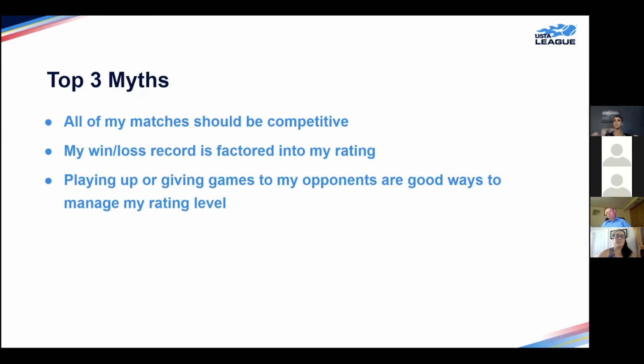So that just gives a little bit more detail about the why don't I move up and why that win-loss isn't included. It's purely based on relativity, which is a core algorithmic principle for a lot of these tennis algorithms. Managing up, playing up, or giving games to my opponents are good ways to manage my rating level.